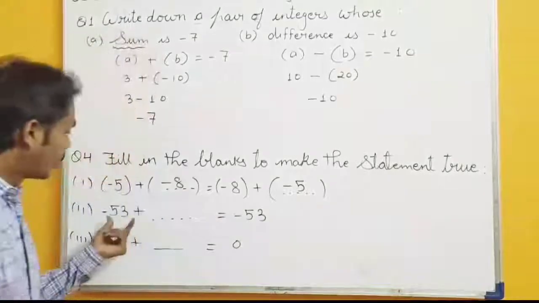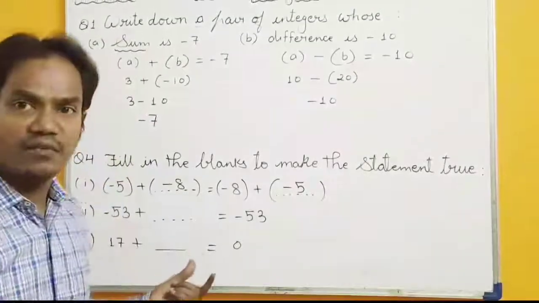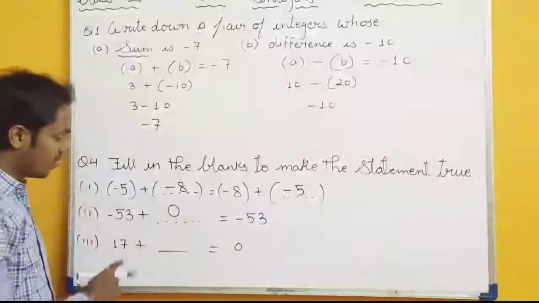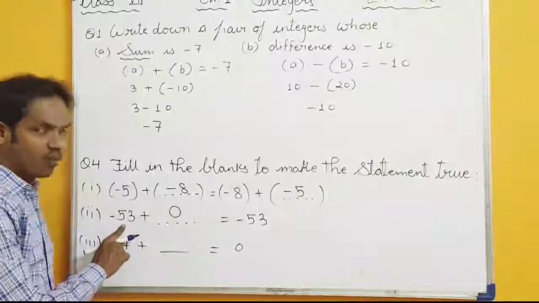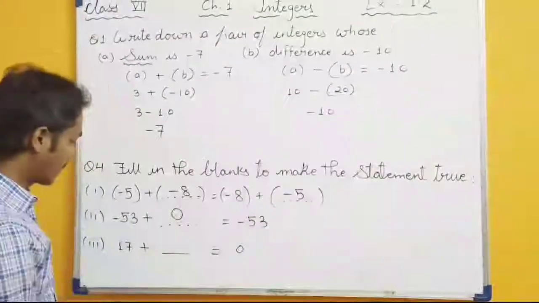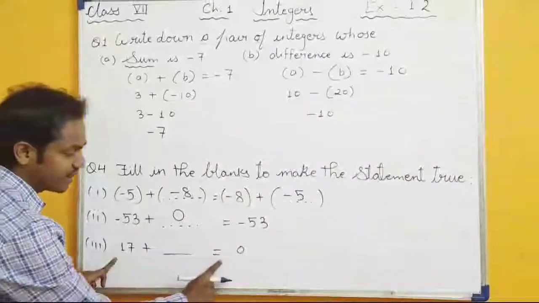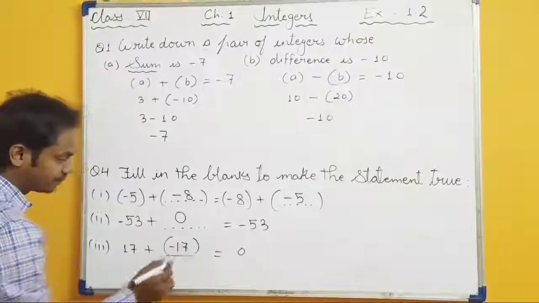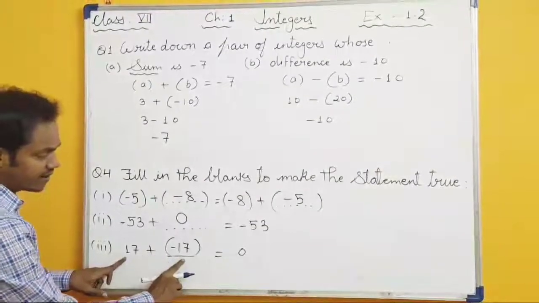Minus 53 plus dash is equal to minus 53. What you add in your minus 53 to get minus 53? Very simple. 0. When you add 0 to minus 53, you will get the same number, minus 53. Now 17 plus dash is equal to 0. So what will come here? Minus 17. 17 minus 17.